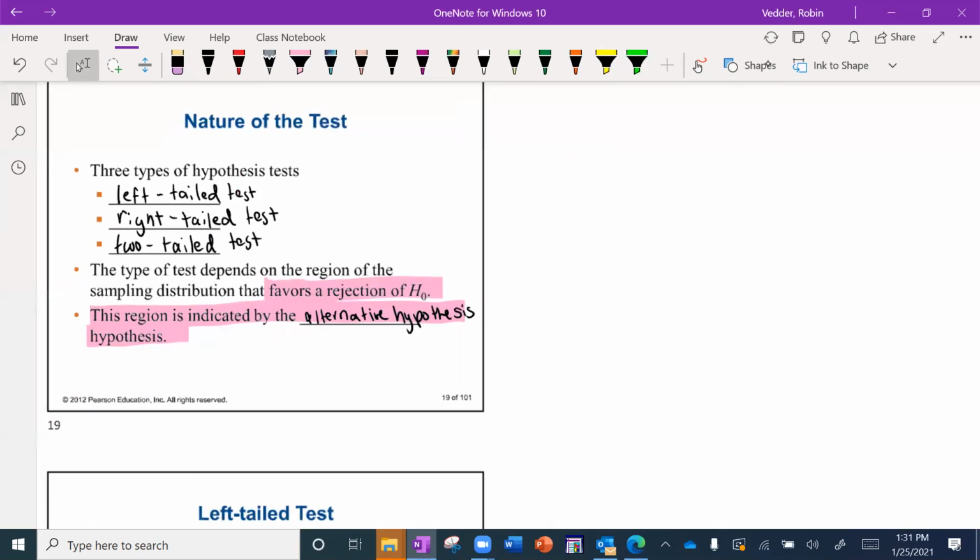There are 3 types of tests we'll be doing in hypothesis testing. These tests are dependent on the alternative. The 3 types are left-tailed, right-tailed, and two-tailed. The type of test depends on the region of the sampling distribution that favors a rejection of the null. This region is indicated by the alternative hypothesis. So when you're asked to decide which type of test, look at your alternative hypothesis. That will determine whether it's left-tailed, right-tailed, or two-tailed.